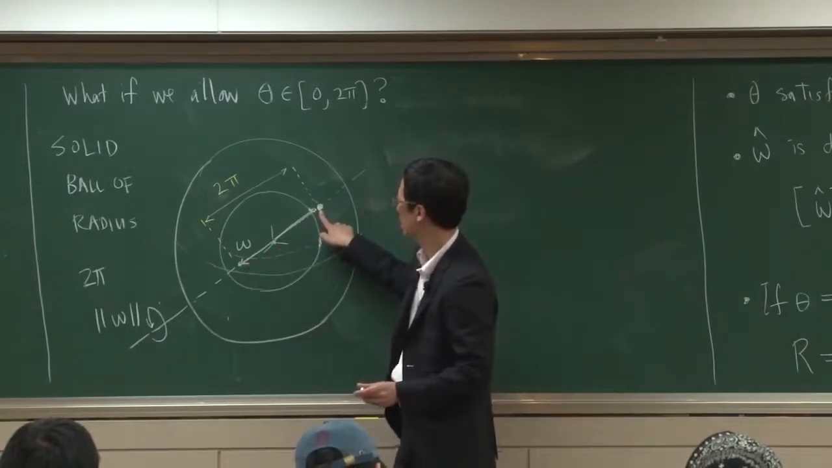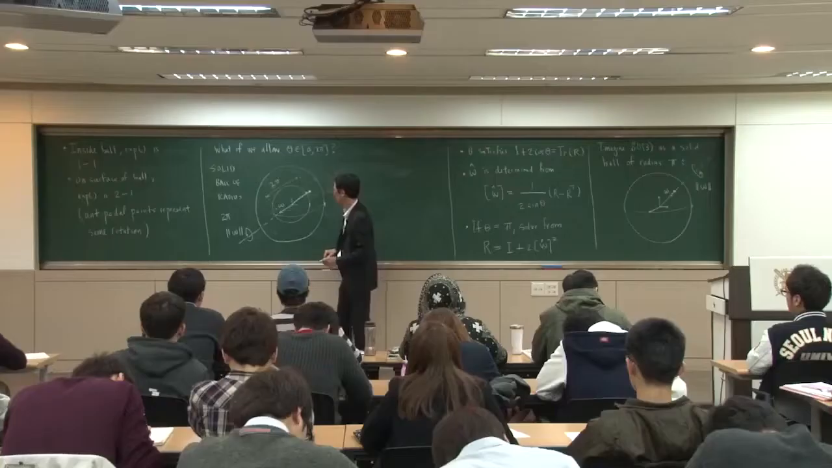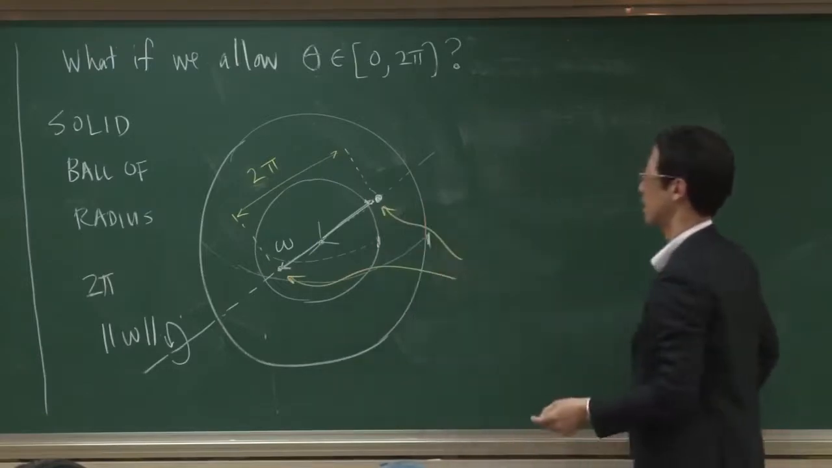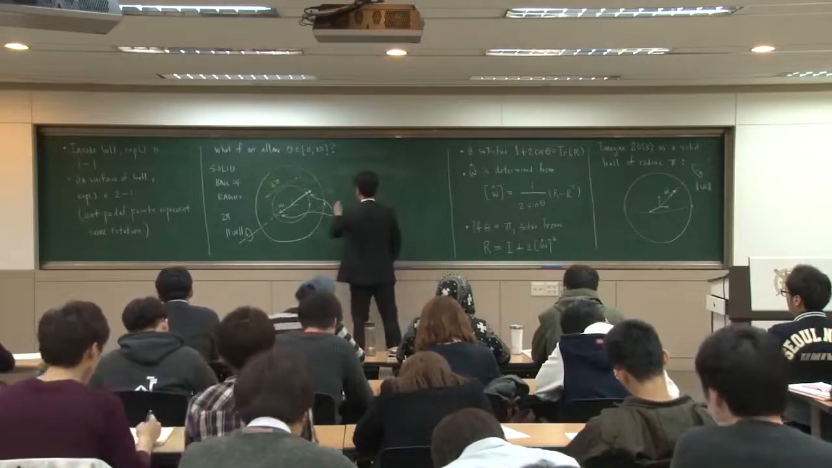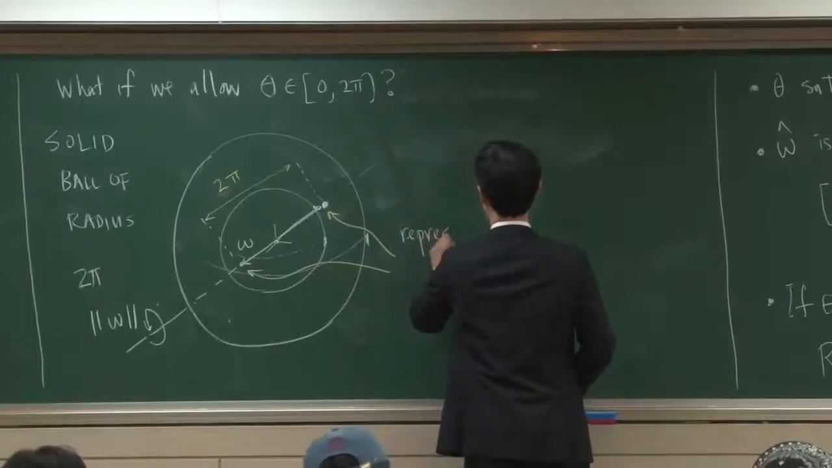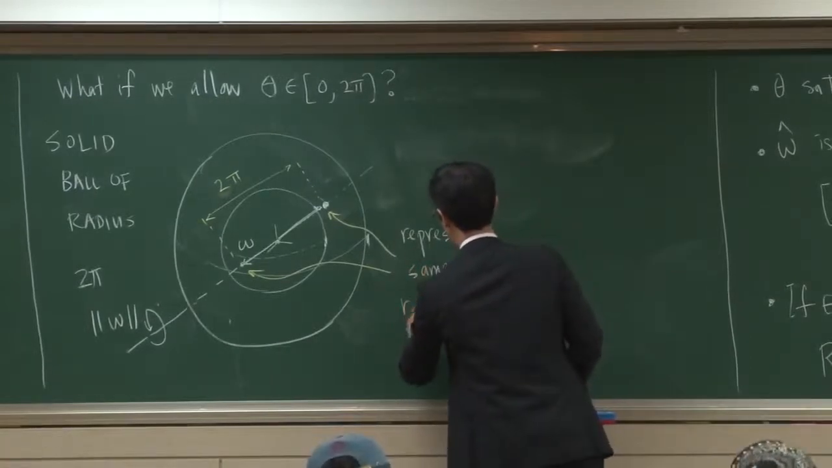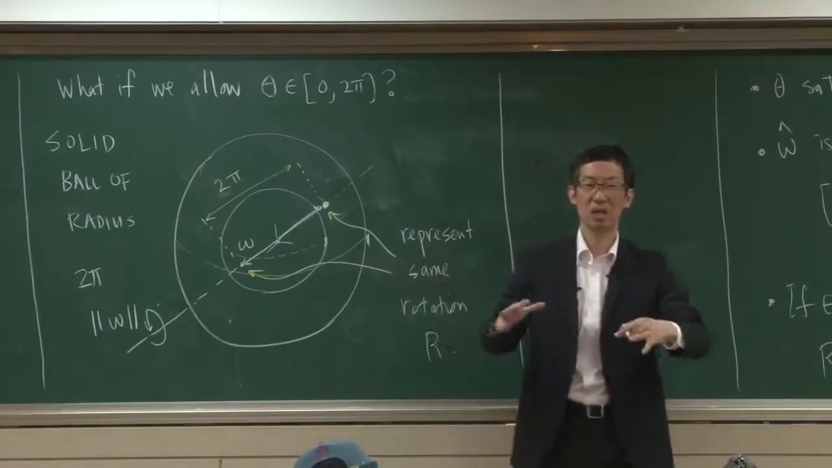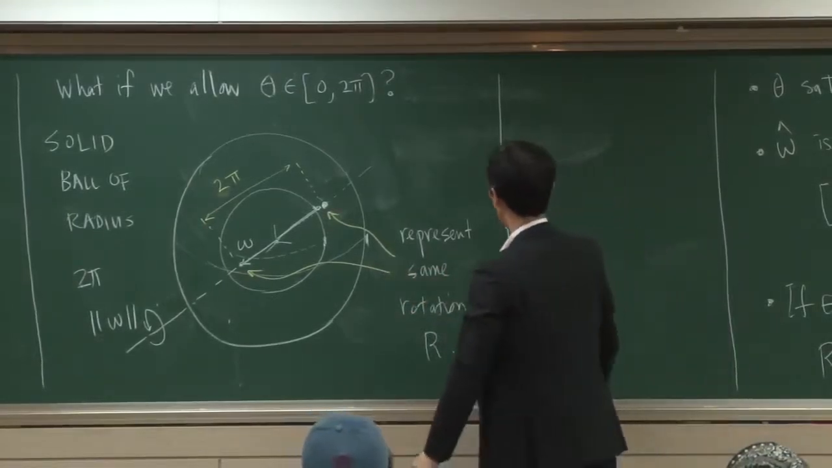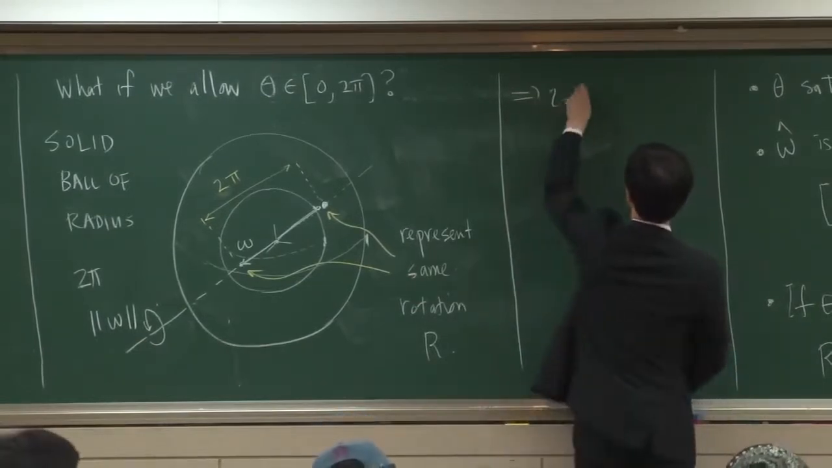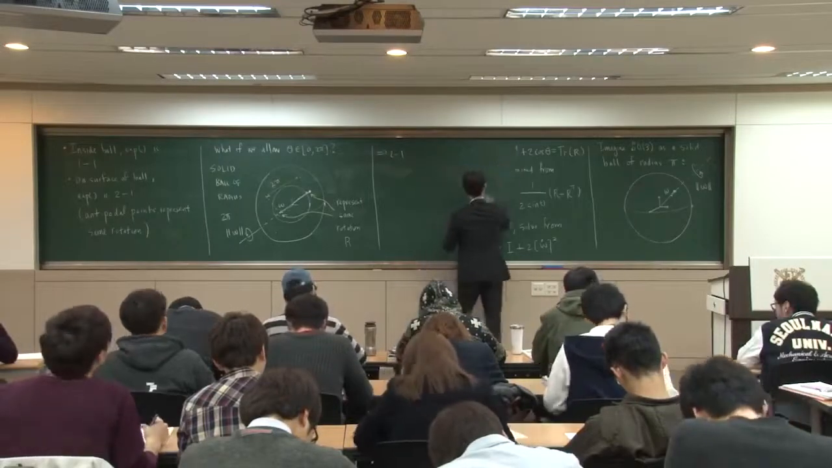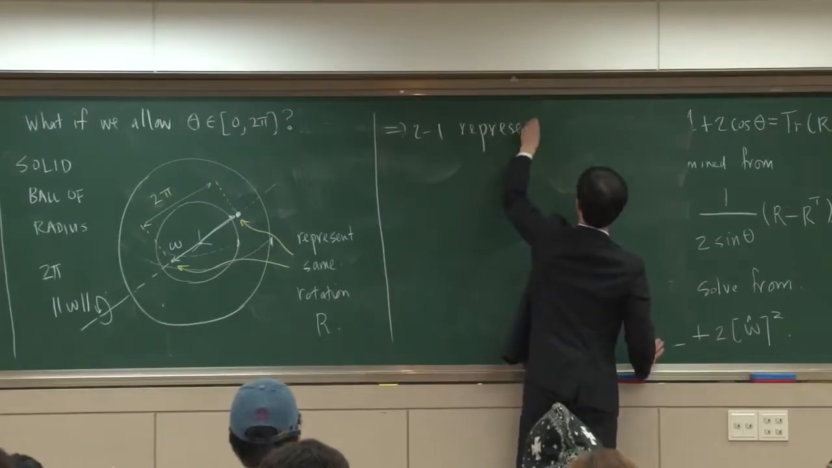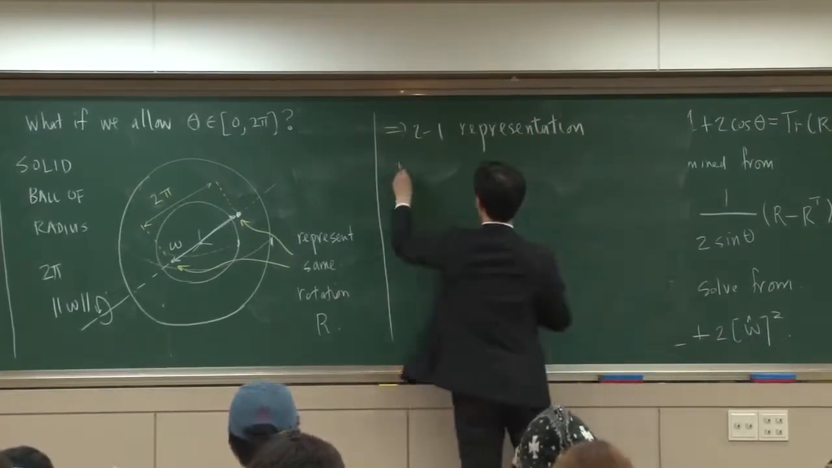So this point represents the same rotation as that. These 2 points, this point and that point, represent the same rotation R. So in this case, we have a 2-to-1 representation inside this solid ball of radius 2 pi.